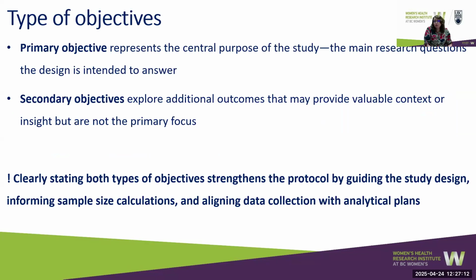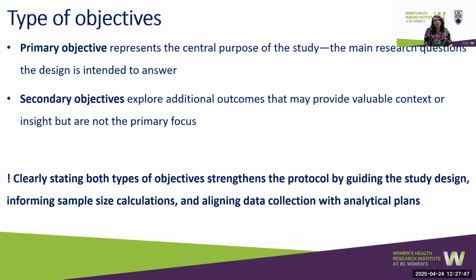Types of objectives. You all know that there are primary and secondary objectives. The primary objective represents the central purpose of your study. It's basically a summary of your main research question. And a secondary objective can explore additional outcomes. So you say, this is my primary objective: I'm going to look at the timing between the first and second birth for women with miscarriages.